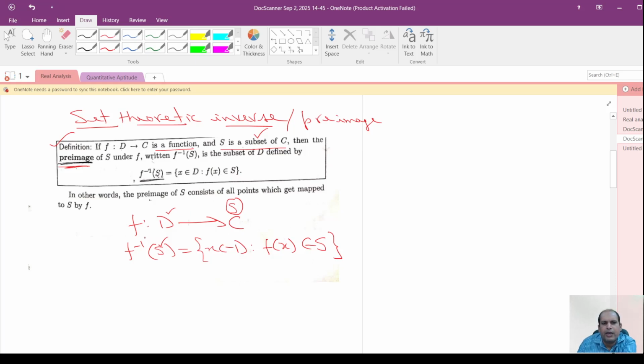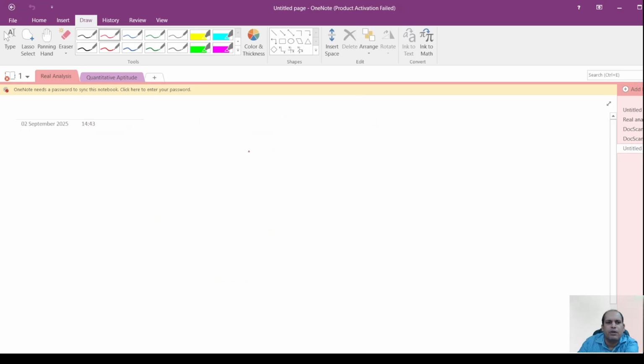Look at here, this definition never requires that for the existence of this set theoretic inverse we need 1-1 and onto. That is not required. Whether the function is invertible or not, we can talk of the set theoretic inverse of any set. So within this definition, 1-1 and onto, injective and surjective, are not required. This is just a notation for preimage.